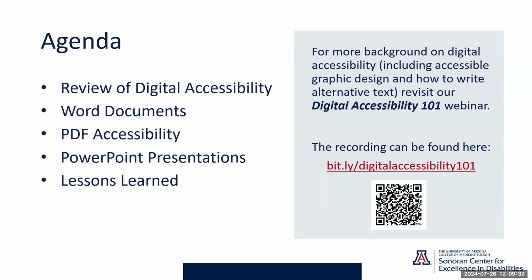Today's document accessibility training is a follow-up from June's 101 webinar. That Digital Accessibility 101 session provided a lot of high-level information and background context around digital accessibility on websites, social media, and electronic documents. It included accessible graphic design, fonts, color combinations, and how to write alternative text, and a lot more. So if you missed that one and you find yourself needing a little more foundation in this area, you can access that recording at bit.ly/digitalaccessibility101.